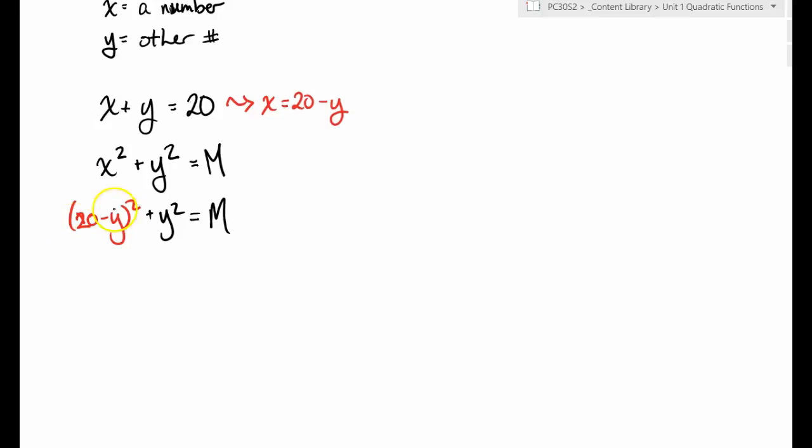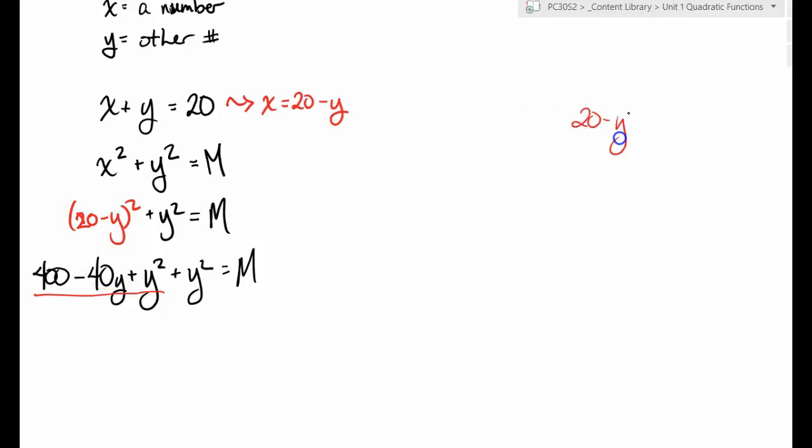So I've got this all plugged in, and okay, great, looking good so far. Based on this, I'm going to have to expand this out. So I've got 400 minus 40y plus y squared plus my y squared. All of this is coming from my perfect square. If you don't believe me, you can do it over here on the side: 20 minus y. Remember, when it's squared, it's multiplied by itself, and we have to FOIL it up from there.